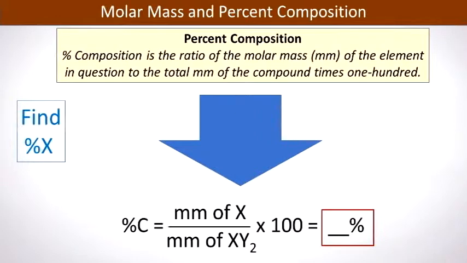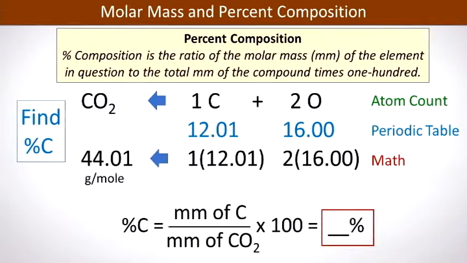Next, let's turn our attention to how to calculate the percent composition. Percent composition is the ratio of the molar mass, which we abbreviate in this case as MM, of the element in question to the total molar mass of the compound times 100. So, if we want to find the percent carbon in carbon dioxide, we will use the equation shown here, where percent carbon would equal the molar mass of carbon divided by the molar mass of carbon dioxide times 100.